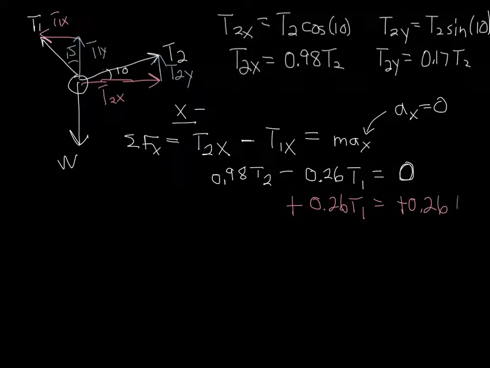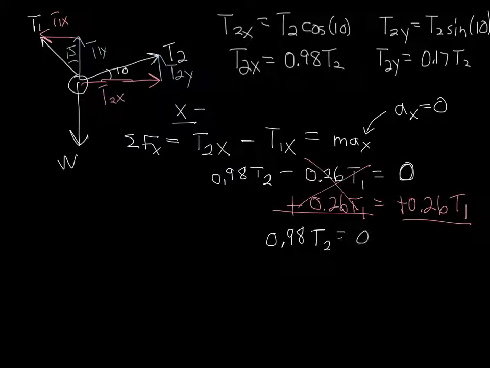If I do it to one side, I have to do it to the other. So my 0.26 T1 cancels out, and I end up with 0.98 times T2 is equal to 0.26 times T1. And I want to get one of these values by itself. I'm going to choose to get T2 by itself. It doesn't matter which one I do. So I'm going to get T2 by itself by dividing both sides by 0.98.